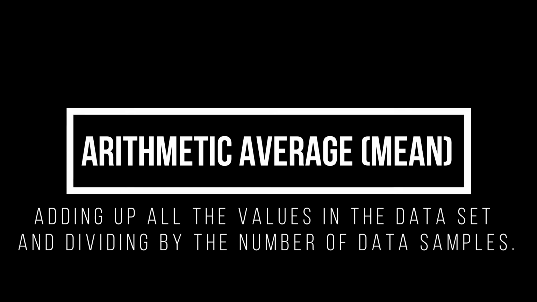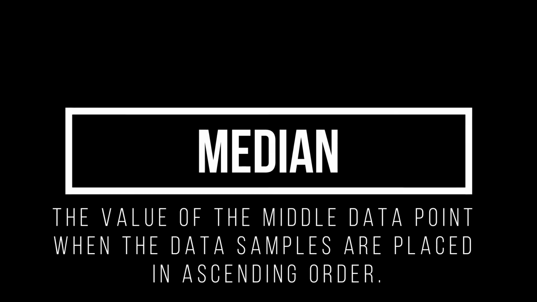Next word is arithmetic mean, also known as the average. This is what we normally think of when we think of average. This is adding up all the values in the data set and then dividing by the number of data samples. That's the arithmetic mean. Next word is median.